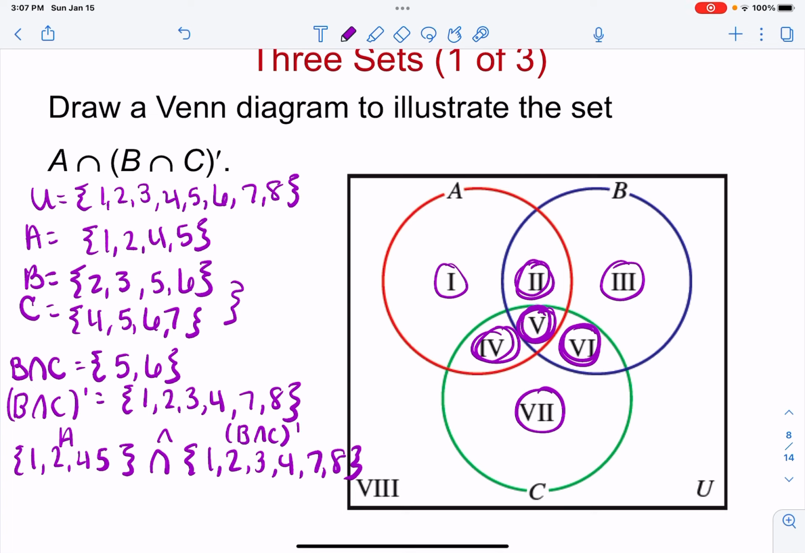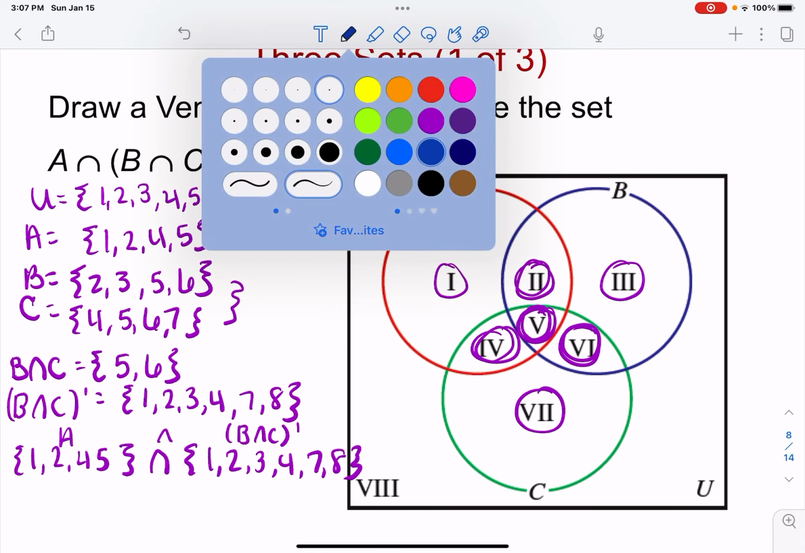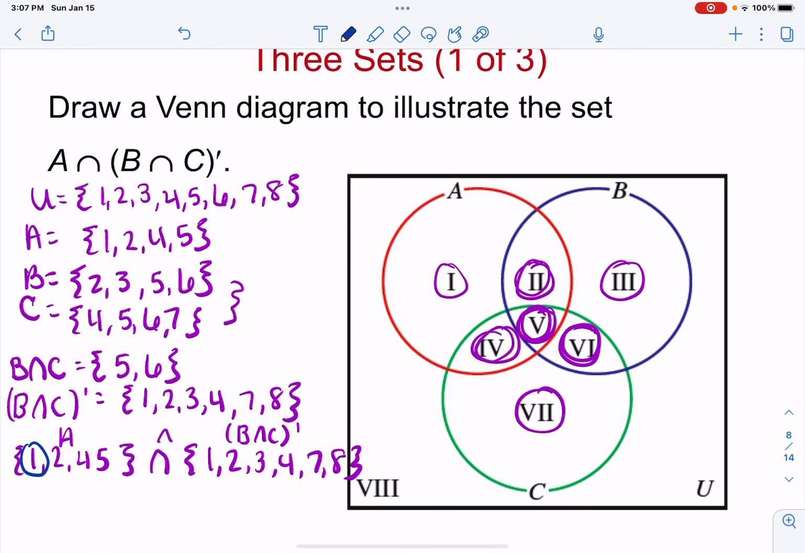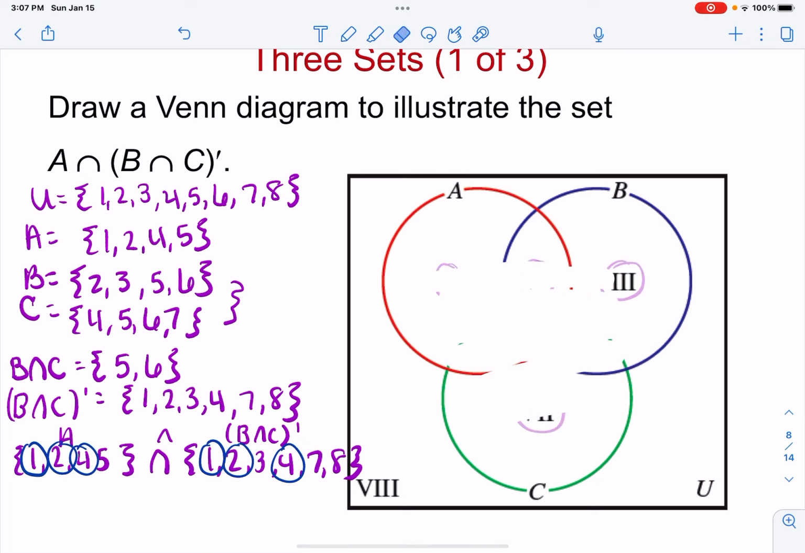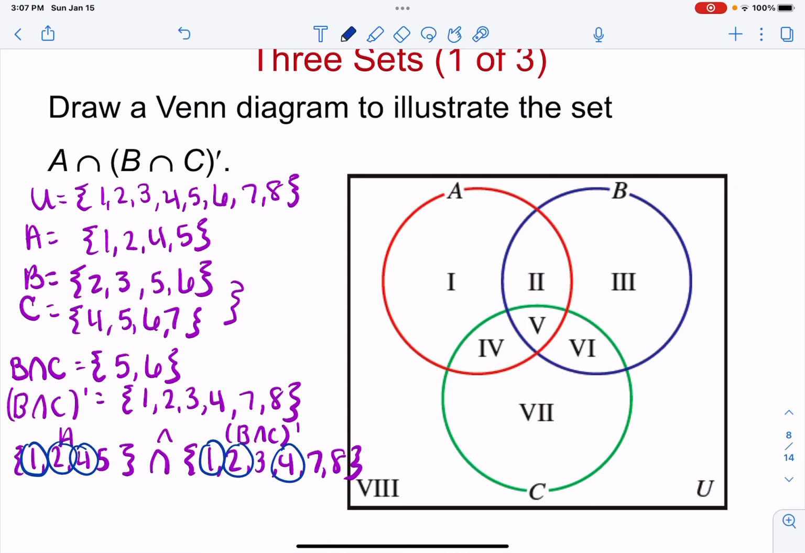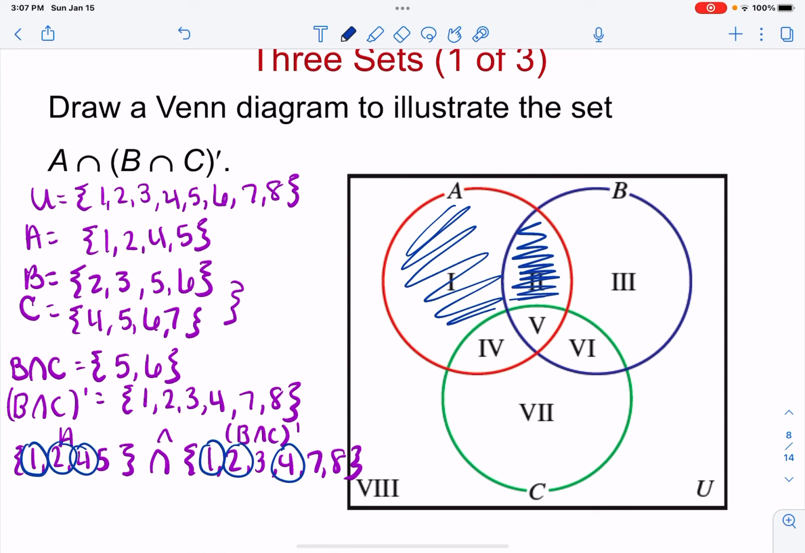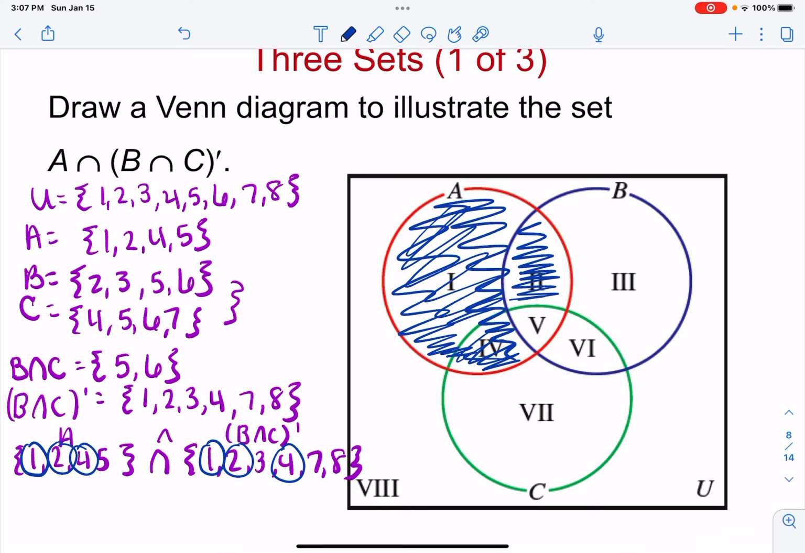Okay, so what is in both? When I look at that, I look to see what's in both. I got a 1, a 2, and a 4. So I would shade in where 1, 2, and 4 are. So I'm going to erase my circles here. So 1, 2, and 4. So I would shade here, here, and here. And that's what my shading would look like. And there you go. All right.